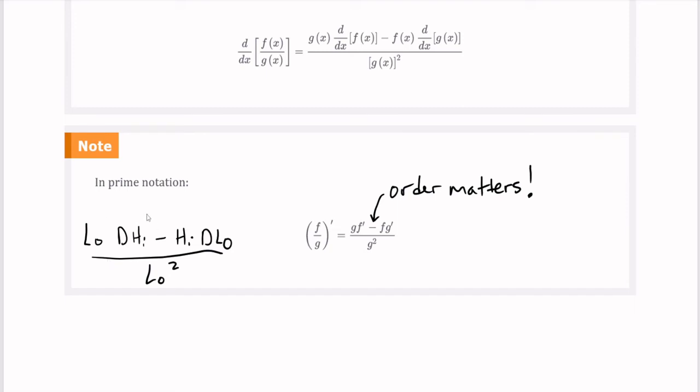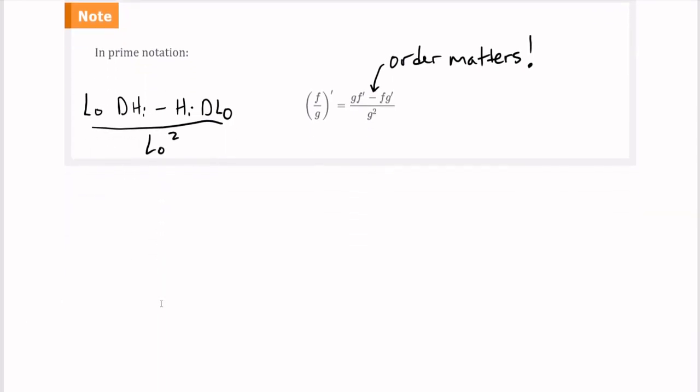Low d high, low being what's on the bottom, the lower function, g. D for derivative, high, f is on top, minus high, f, d low, derivative of the lower function, over low squared. So low d high minus high d low. Low d high minus high d low. That's how we remember the top.